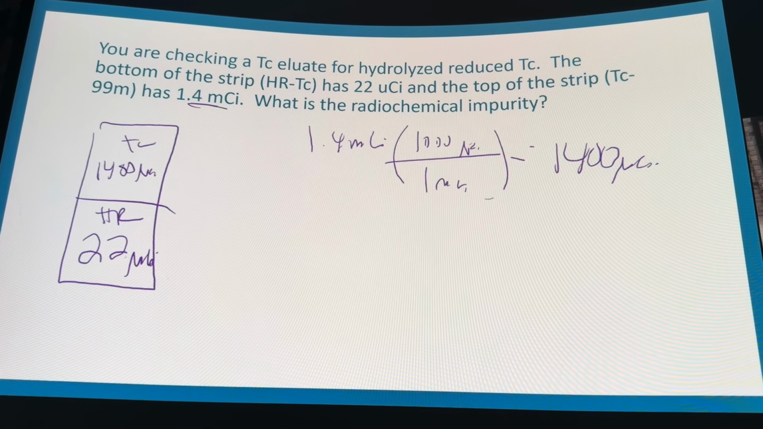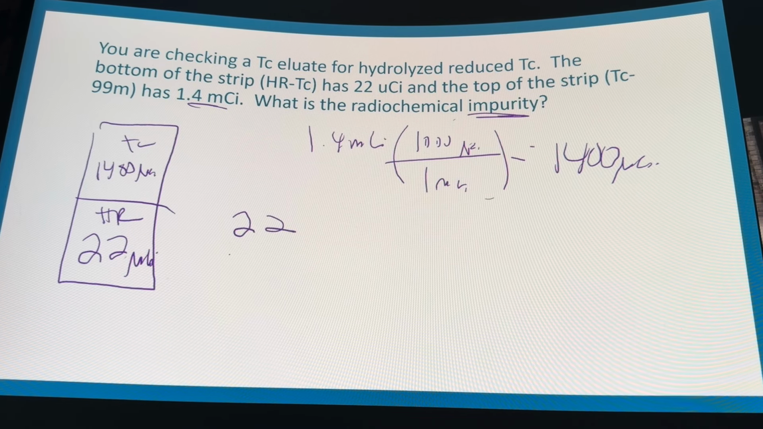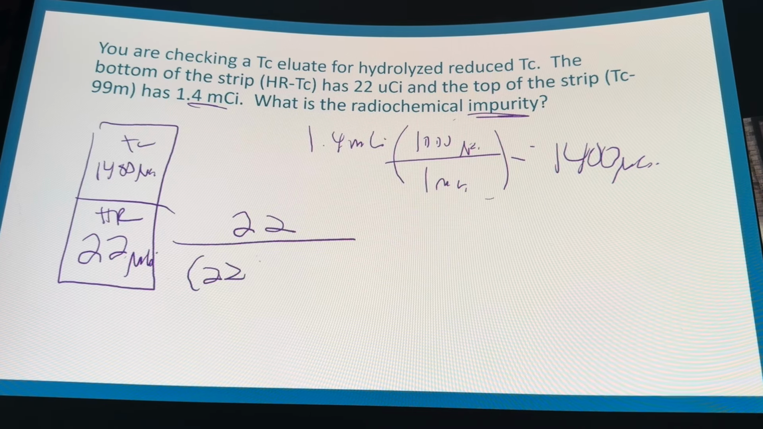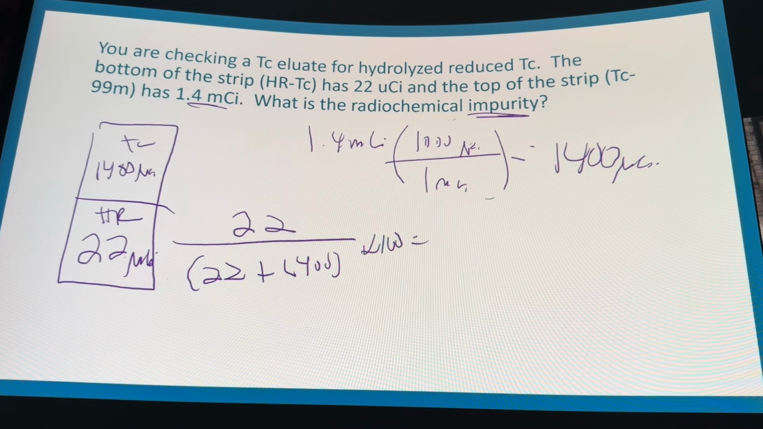So I want to find my percent, it says radiochemical impurity. So I'm going to take my 22 hydrolyzed reduced, divided by 22 plus 1,400, times that by 100. 22 divided by 22 plus 1,400, times it by 100. 1.5% hydrolyzed reduced. Has to be less than 5%, by the way.